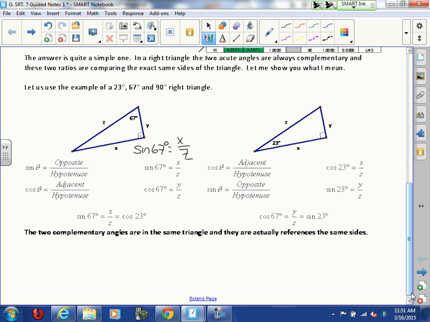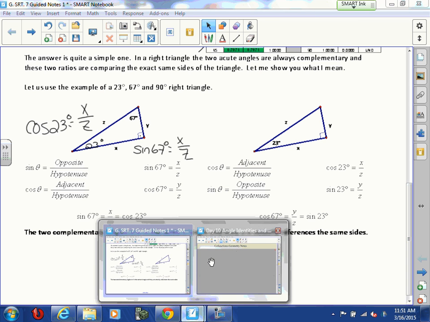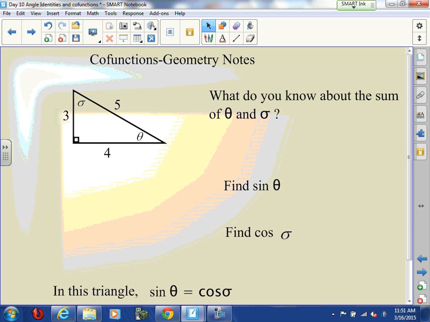What's 67 plus 90? 157 subtracted from 180? 23. Let's find cosine 23 degrees. Cosine is adjacent over hypotenuse, x over z. What do you notice about the ratios? They're exactly the same. Thus, that's why we have these cofunctions. So it works with sine and cosine, but it also works with additional trig functions. And that's where we're going to go.